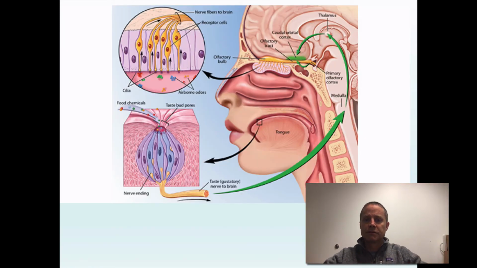Here's a close-up picture of what's going on. The smell is going into the olfactory bulb, and the olfactory cortex is right here. Taste comes in through the thalamus. This is the gustatory nerve or the taste nerve. And taste and smell affect each other a lot. When you're eating something and it tastes good, you're probably smelling how good it smells, and that's as much a part of the taste as the actual taste.